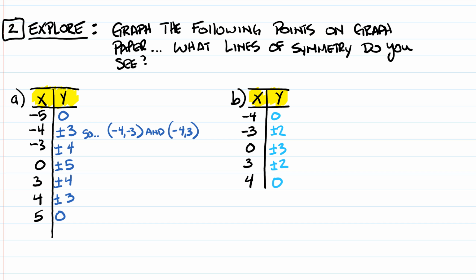Okay, here's box number 2, and here's what I would like you to do. On graph paper, I want you to graph the following points, and then I want you to think about the lines of symmetry that you see for each one. So take a moment. Here's A, here's B. The video is going to pause in just a second. I want you to graph each of these points: (-5, 0), (-4, 3), and (-4, -3). So there's 2 sets of points there. I want you to draw a picture for A and a picture for B, and I want you to answer the following questions that come up, okay?